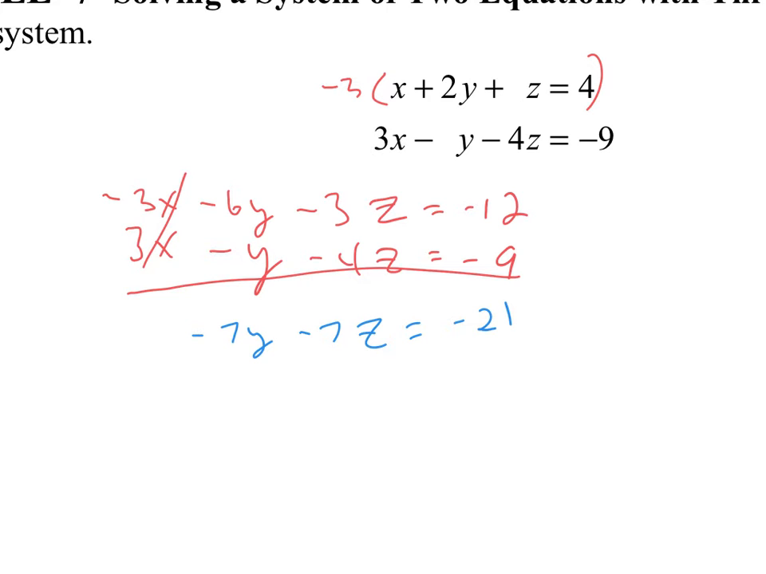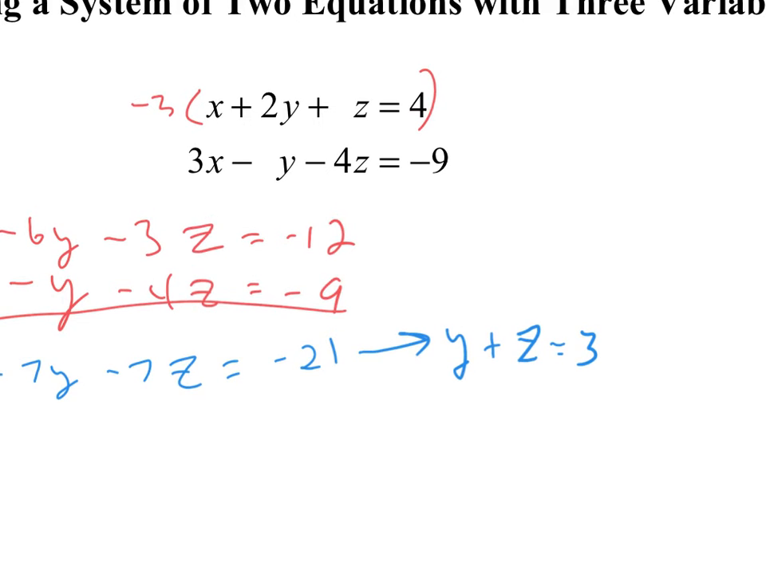So to simplify that equation, I divide each by a negative 7. So that gives me a y plus a z, and negative 21 divided by 7 is a 3. The reason I did that, now that's a third equation. I have 1, 2, 3 equations. So I take this third equation, solve it for either y or z, it doesn't matter. Since z's at the end here, I'll just say z now is equal to 3 minus y.